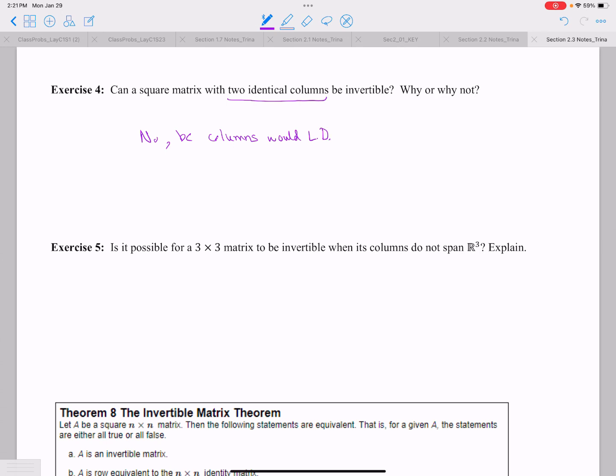Exercise 5 says, is it possible for a 3 by 3 matrix to be invertible when its columns do not span R3? Well, if the columns do not span R3, that means one of them is dependent on the others, and the columns would be linearly dependent and thus not invertible. So I'm going to say no, because the columns would be linearly dependent.